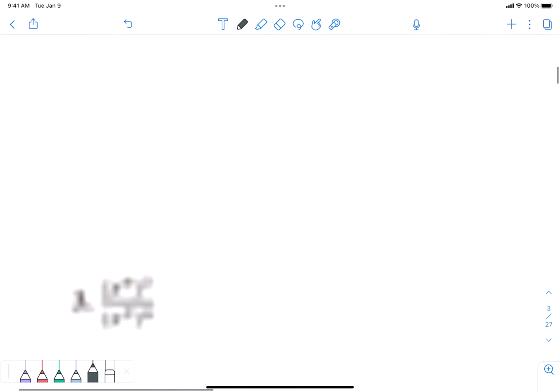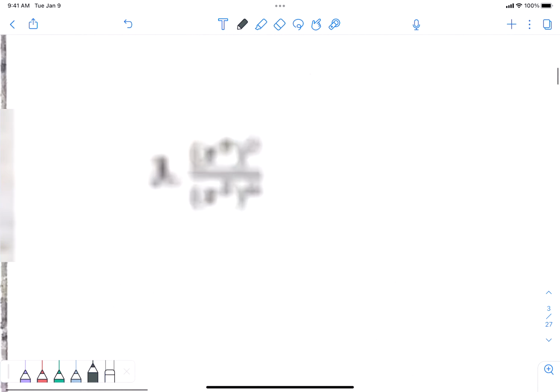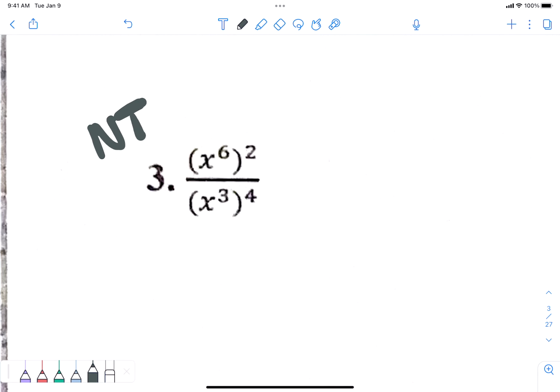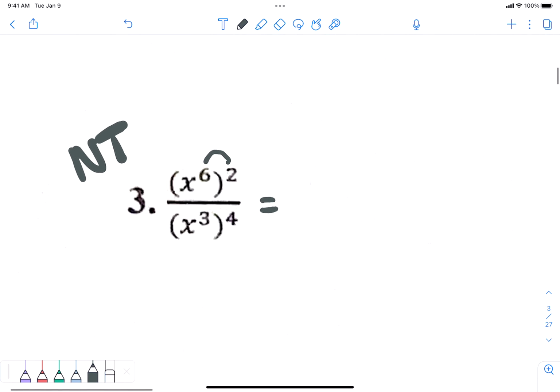What about number 3? Trapped or not trapped? Not trapped. Okay, let's talk through those exponents though. X to the 6th to the 2nd power. What happens to that? Do you multiply or do you add? Is that 12 or 8? You multiply exponents. Okay, so here's the deal.